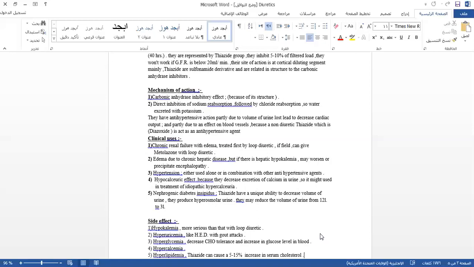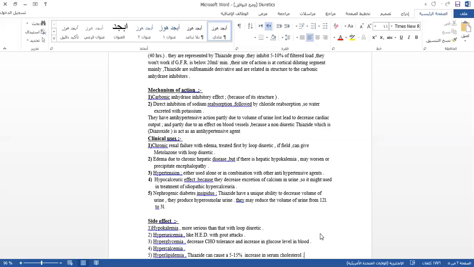Number 2, edema of chronic hepatic diseases, unless there is hypokalemia, as it can lead to hepatic encephalopathy and hepatic renal shutdown. Number 3, hypertension, either alone or in combination with other antihypertensive drugs, for mild and moderate types of hypertension. Idiopathic hypercalciuria. Thiazide can also be used for treatment of idiopathic hypercalciuria. Why? Because it decreases secretion of calcium in urine.